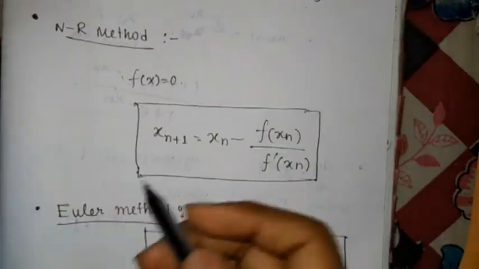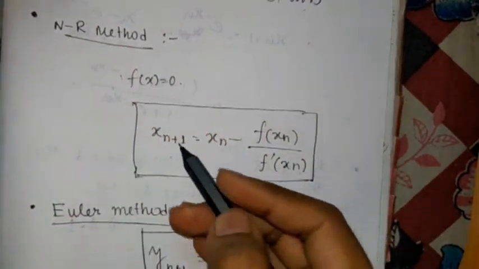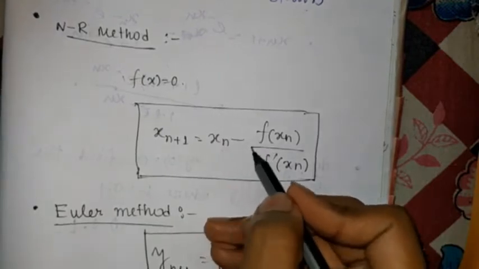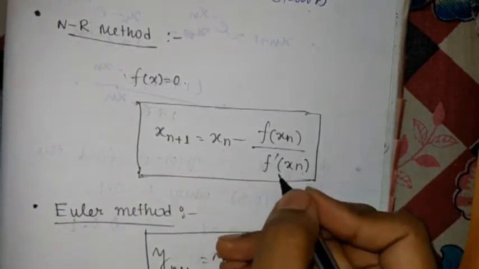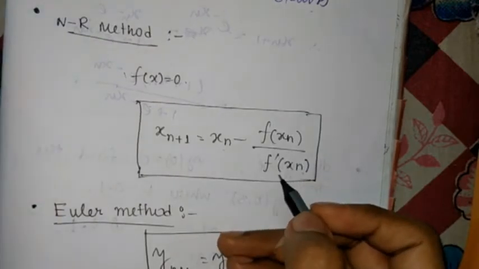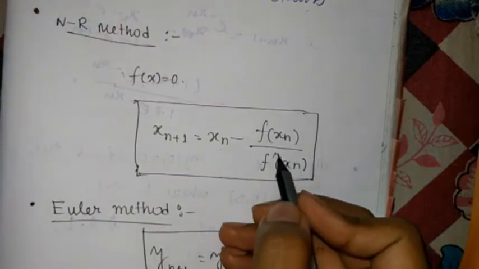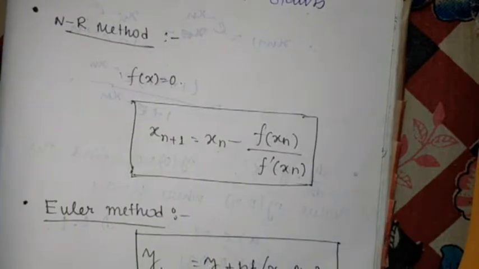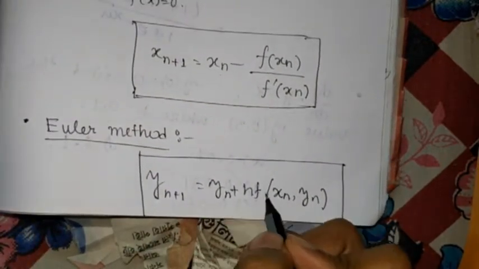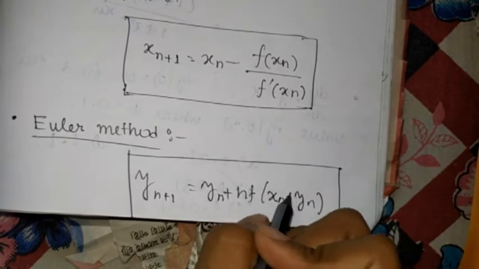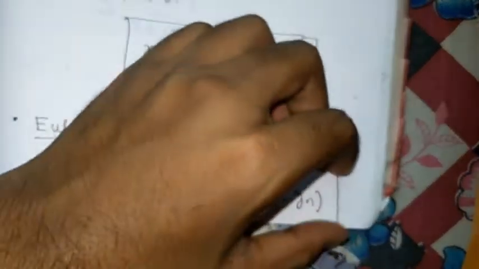So in Newton-Raphson you have to remember this: x(n+1) equals xn minus f(xn) divided by f'(xn), the first order derivative of f at xn. And the Euler method: y(n+1) equals yn plus h f(xn, yn).